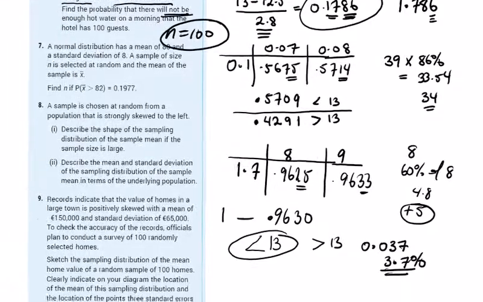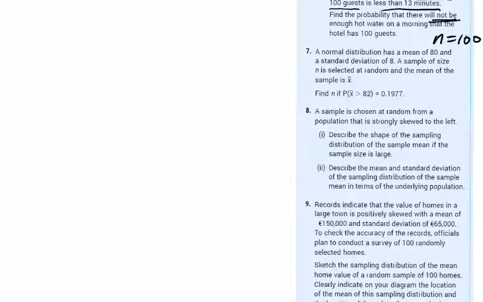Question 7. A normal distribution has a mean of 80, standard deviation 8. Look for n in this case. So what do they give us? Mean of 80, standard deviation of 8, sample size of n, and the mean. We're testing x bar, which is the mean of the sample.